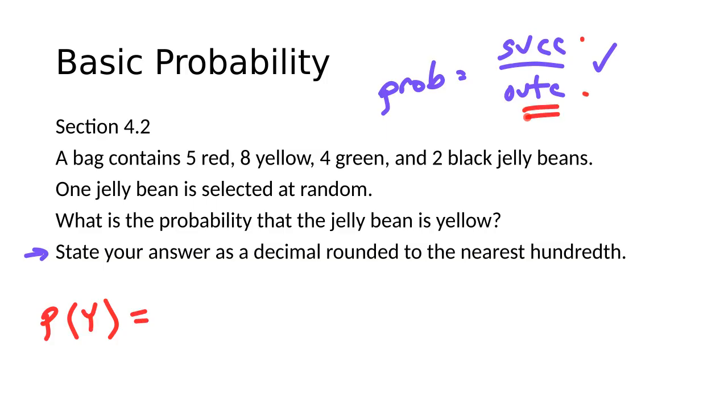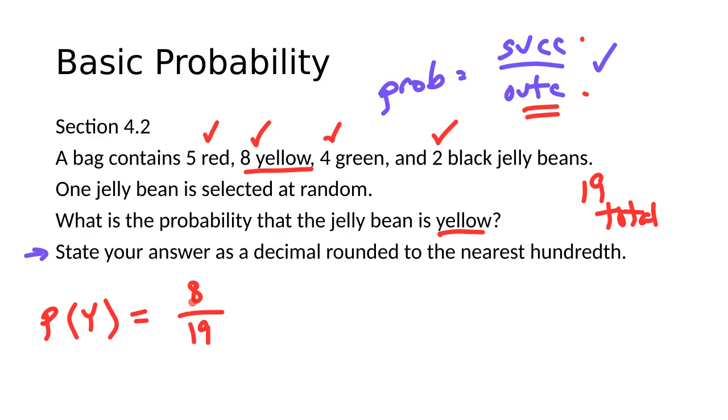So we need to know the total number of outcomes, all the things that could possibly happen. So that's the total number of jelly beans, 5 plus 8 plus 4 plus 2. Adding all those together, we have 19 total jelly beans. And so that's our outcomes. There's going to be 19 outcomes. What's the probability the jelly bean is yellow? Well, that's how many yellow ones are in there. There's 8. So as a fraction, our probability is 8 over 19.